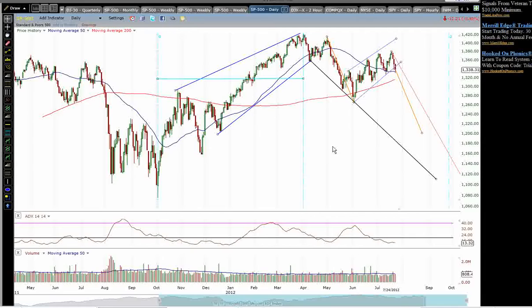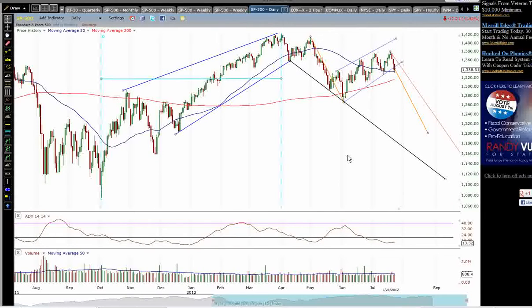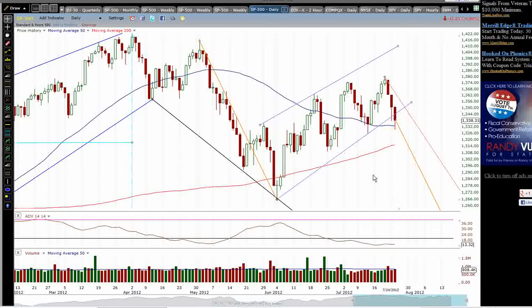So it's the SPX, or the cash S&P 500. And all of the indexes today did break below the lower boundary of the flag pattern I noted recently. So this is the lower boundary of that flag. We see the S&P 500 close below that today.